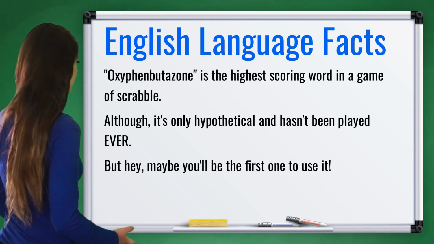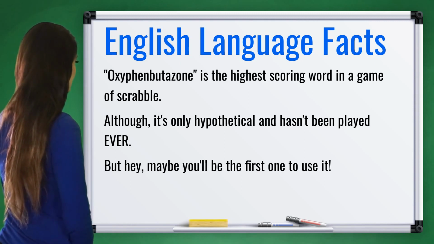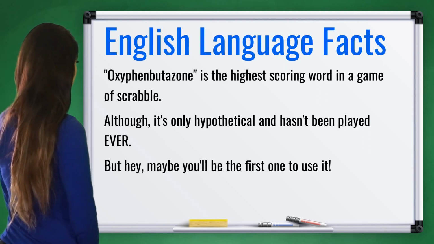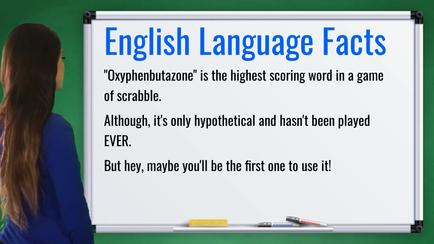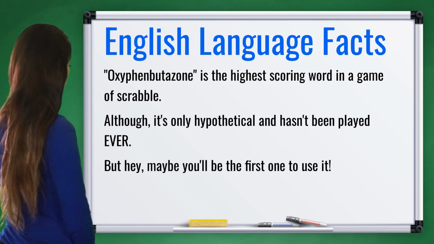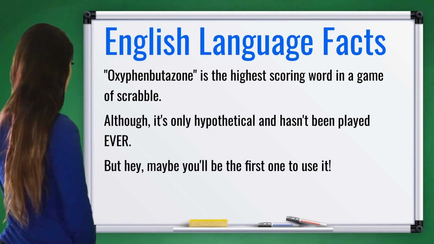Now let's learn an interesting fact about the English language. Oxyphenbutazone is the highest scoring word in a game of Scrabble. Although, it's only hypothetical and hasn't been played ever. But hey, maybe you'll be the first one to use it.